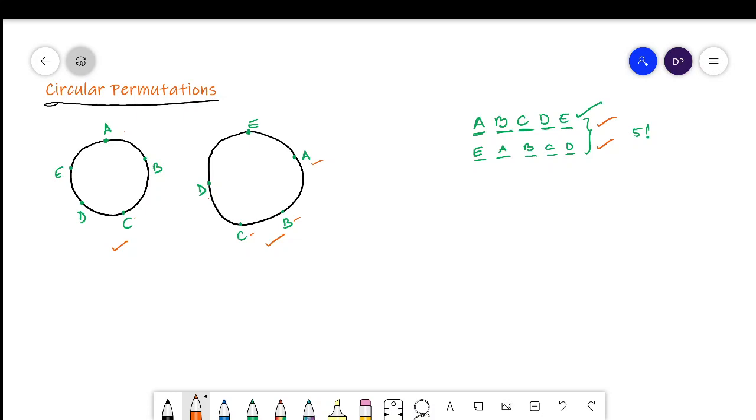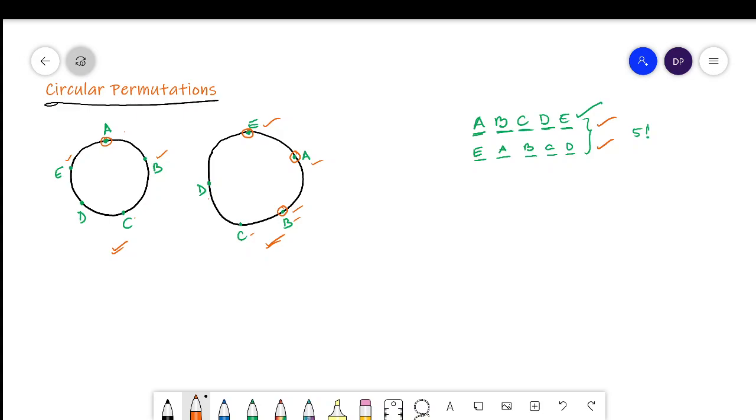When we say relative position of an object, the position of one object with reference to the other objects is known as relative position. So here, adjacent to A we have E and B. Here also, adjacent to A we have E and B, meaning these two arrangements are not different. So for that reason we consider these two arrangements the same.